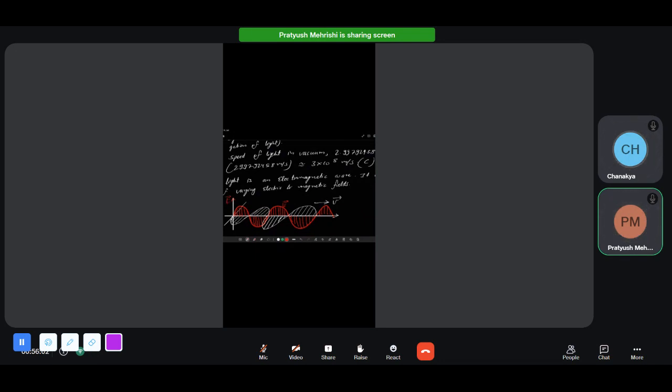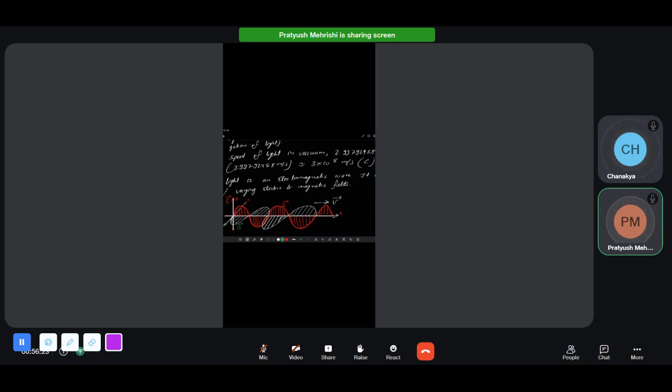Okay, and this is z axis, this is y axis, and this is x axis. And this part, which is along the z axis, it is denoting magnetic field B.